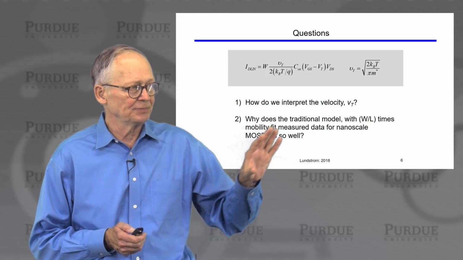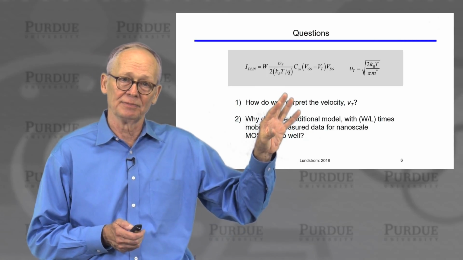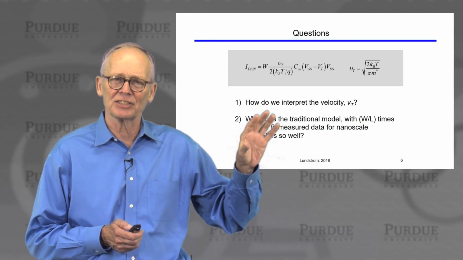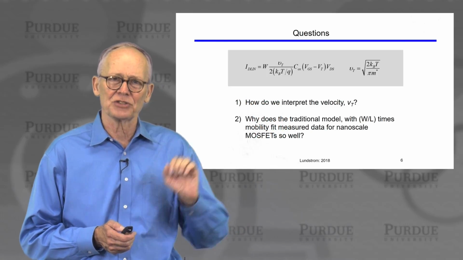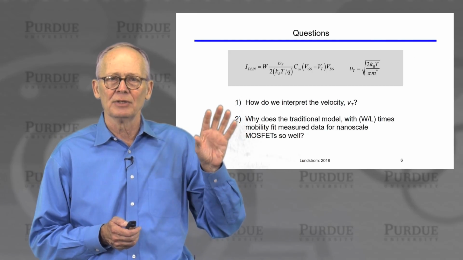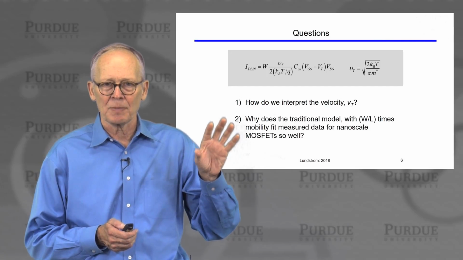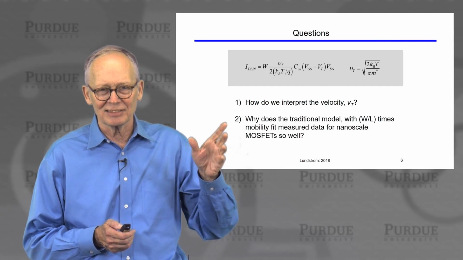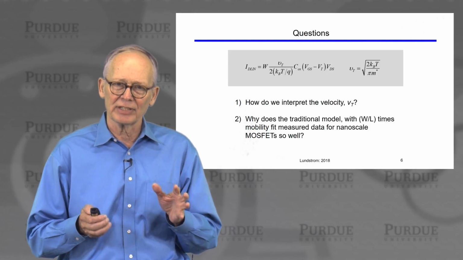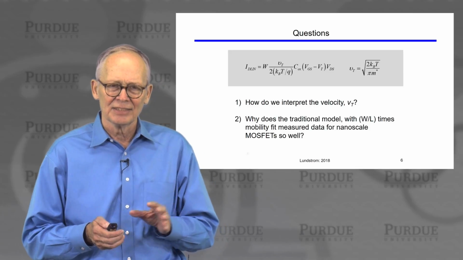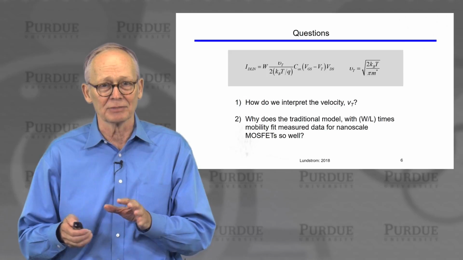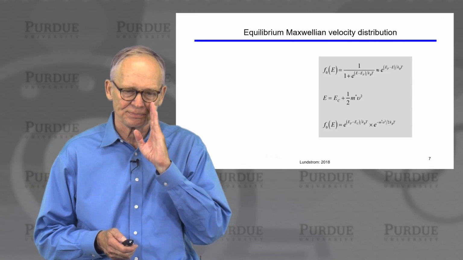So a couple of questions. First of all, what is this unidirectional thermal velocity all about? And second, this expression is so much different from the traditional expression. I've indicated earlier that when you fit IV characteristics with traditional models and just make small adjustments in the mobility and saturation velocity, it does a very good job even on nanoscale FETs. So how can a traditional model work so well when the proper model looks so different? So we'd like to discuss that as well.